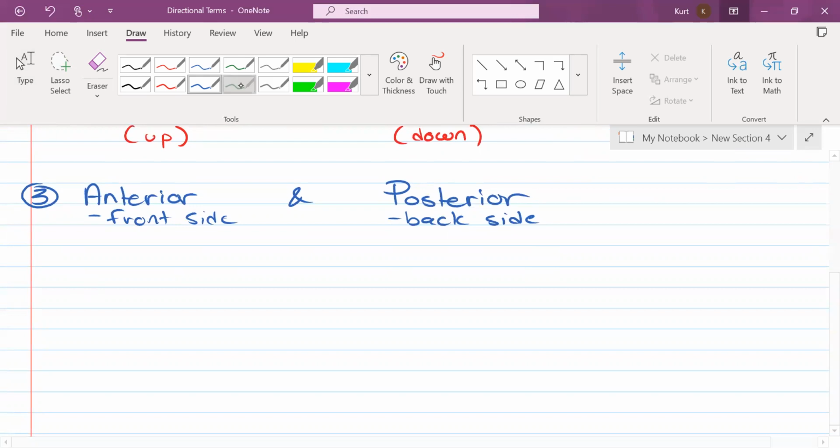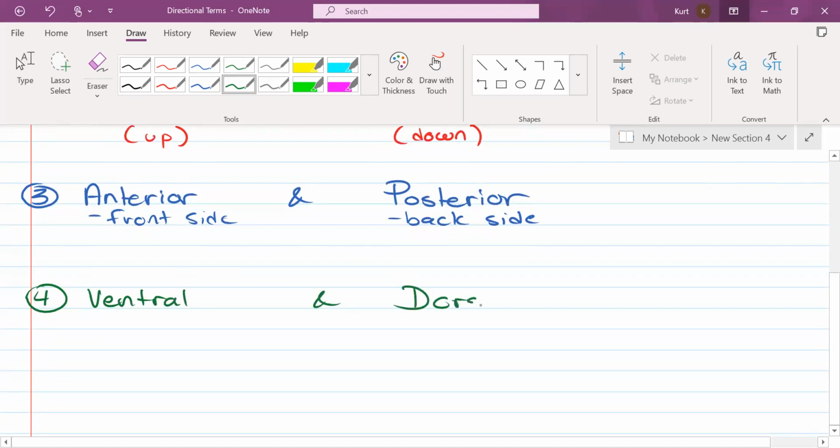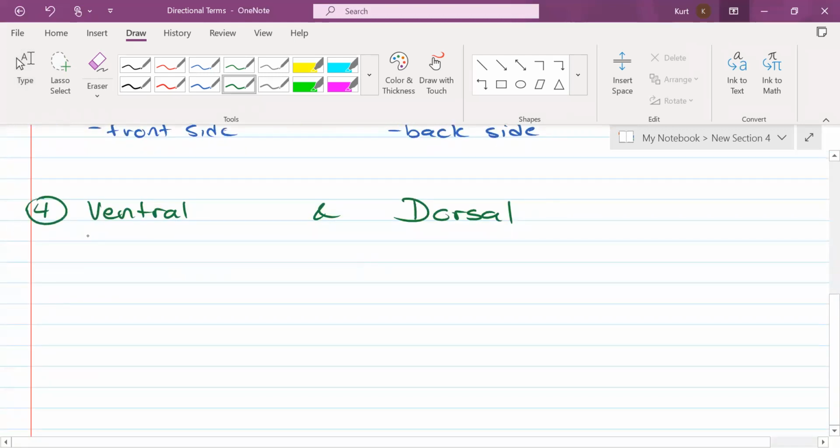Okay, number 4. We have ventral and we have dorsal. I saw some dolphins off Bayshore. I could tell when I saw their what fin? Their dorsal fin. Where's their dorsal fin located? On their back. Ventral generally means belly side.